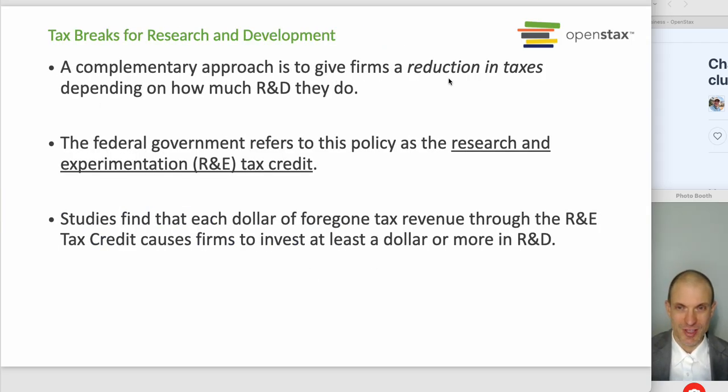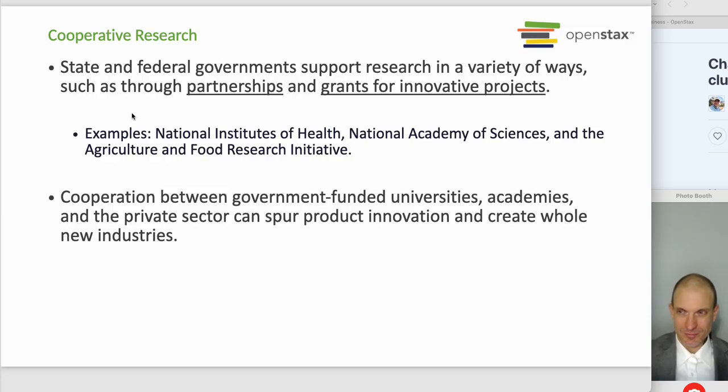A complementary approach is to give firms a reduction in taxes depending on how much R&D they do. The federal government refers to this policy as the research and experimentation, R&E, tax credit. Studies find that each dollar of foregone tax revenue through the R&E tax credit causes firms to invest at least $1 or more in R&D. So this cheapens the cost of expanding or incentivizing R&D. If you cut taxes by $1, but firms invest more than $1, that's a win for government.